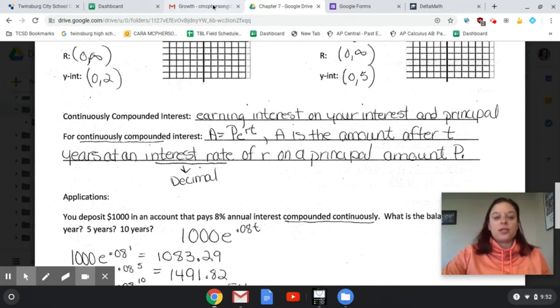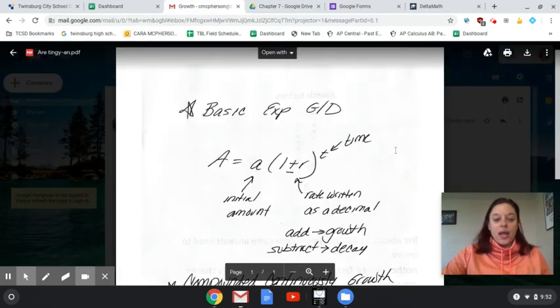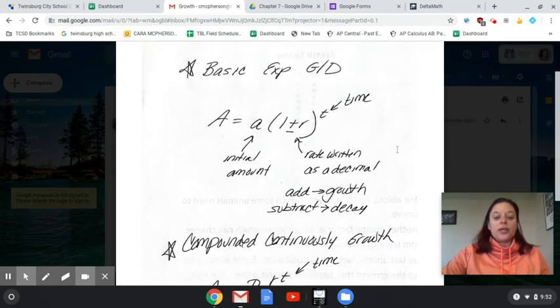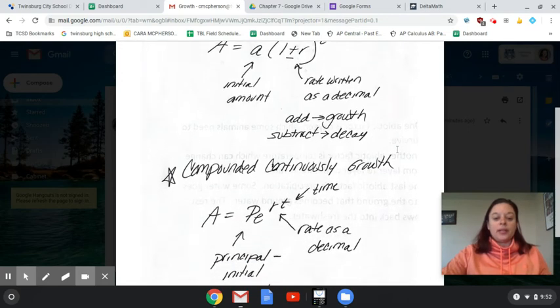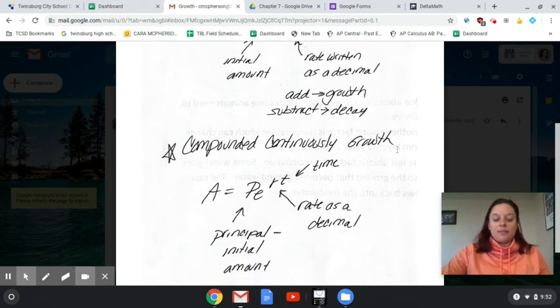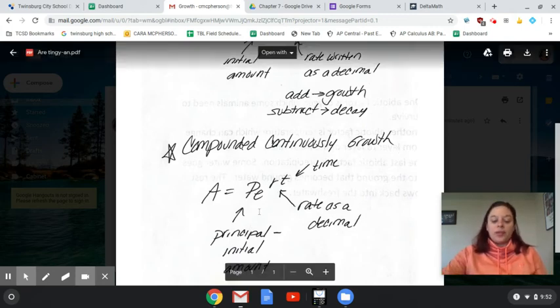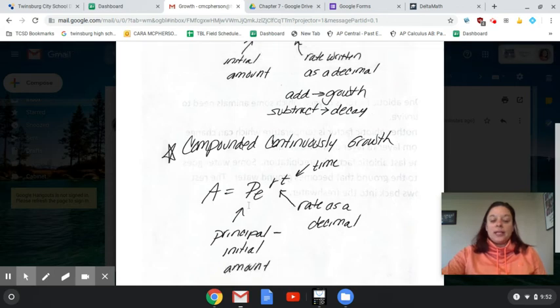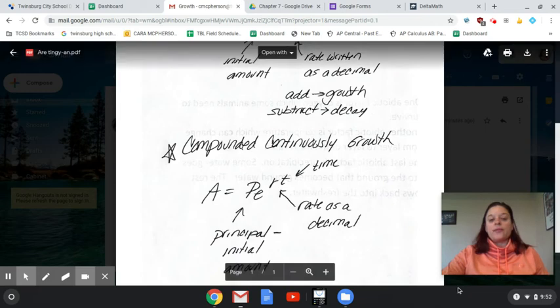So if we go back to my handwritten notes to compare, this was your basic formula. When you're doing a compounded continuously formula, it's going to look like this. Again, this might be something you want to take a picture of, jot down, because this is going to be the main formula that you're going to be focused on today. Again, P is your initial amount, principal. The only reason they use P is because it's often a money formula, and principal is what you call your initial investment. R again is going to be written as a decimal, so instead of 8%, you'd write 0.08. And then T again is how much time has gone by.